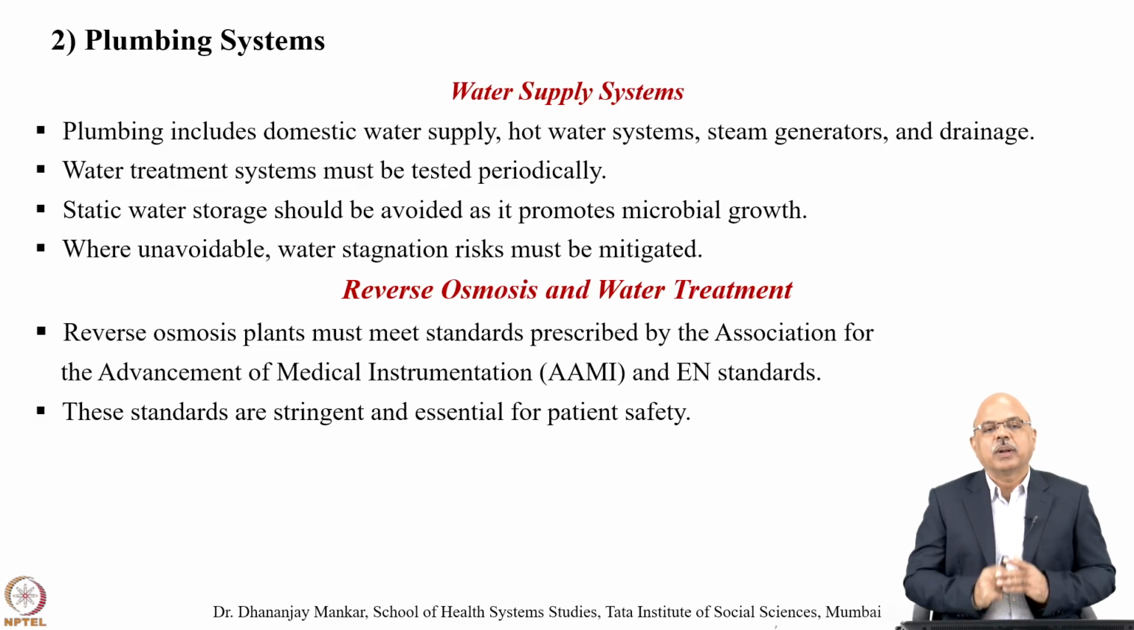Now, with respect to the plumbing system, what are the issues? Water flow systems are required for domestic water supply, hot water systems, steam generators and drainage. The water treatment system must be tested periodically, and this is to be made a norm. Static water storage should be avoided as it promotes microbial growth, and wherever stagnation is unavoidable, the risk must be mitigated. This assures you that your plumbing system has been properly designed.